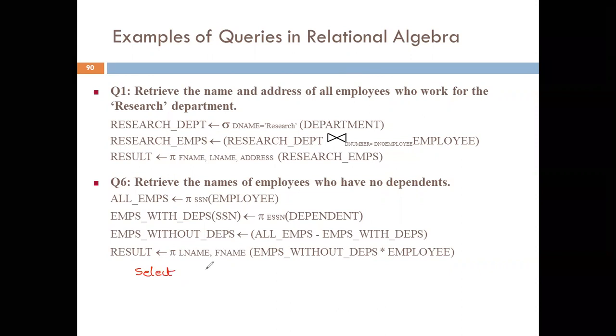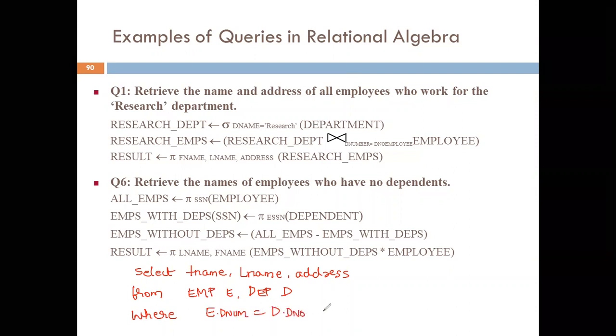So select, we need only those attributes. So we can write F name, L name and address from, so which tables, I will just write the short form, employee E and department D. And in the where condition, we will write the join condition where E dot D number is equal to D dot D number, and the additional condition is D dot D name should be equal to research.